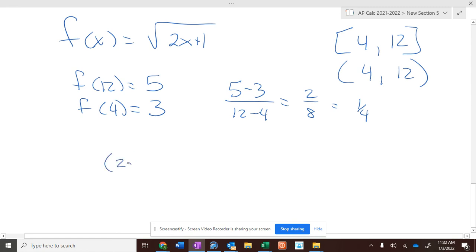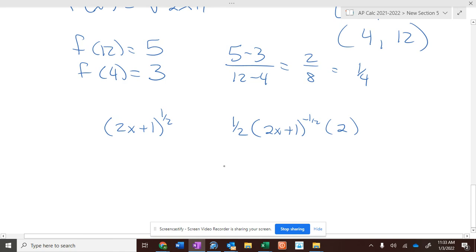Well, remember, taking derivatives, it is 1/2 times 2x plus 1 to the negative 1/2 times 2. Come on, Mr. Ricky, did you forget the chain rule? Well, what's 1/2 of 2? 1, they cancel. So really, it's 1 over the square root of 2x plus 1 equals 1/4.